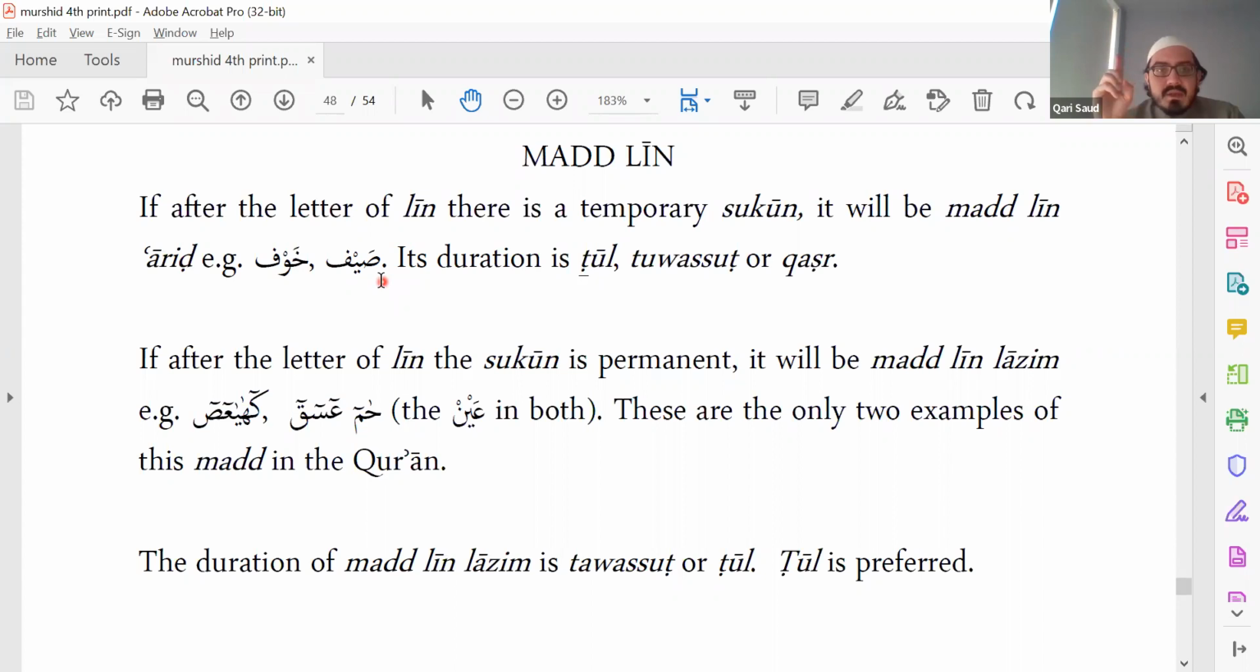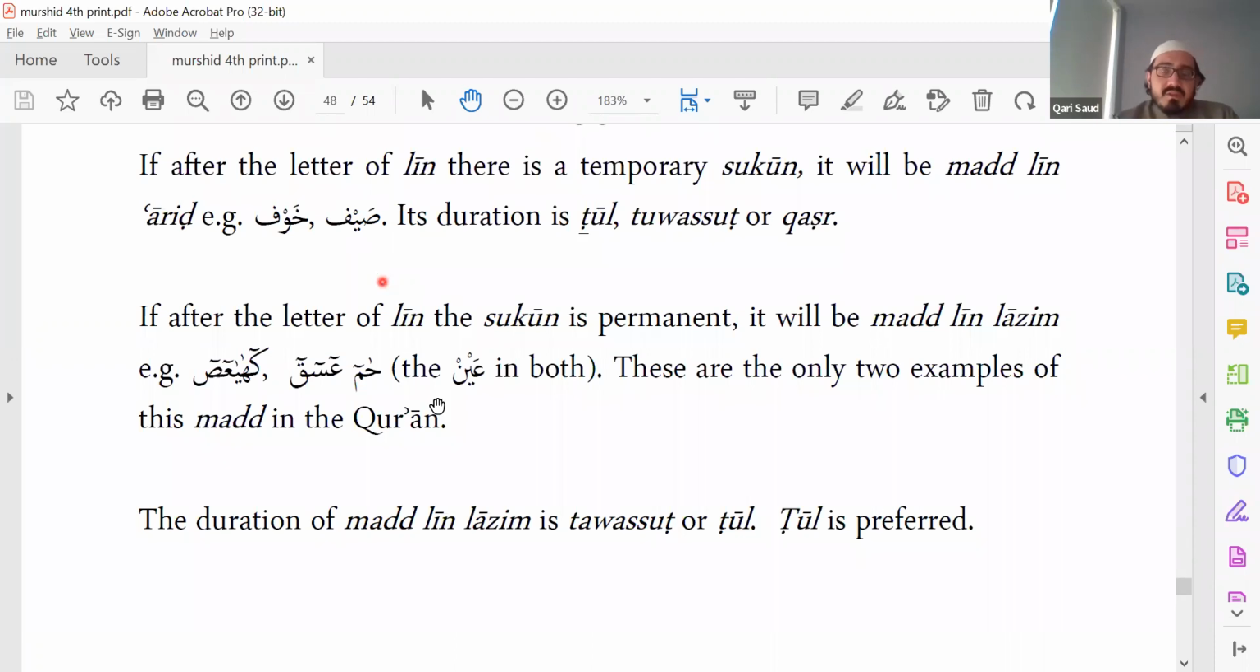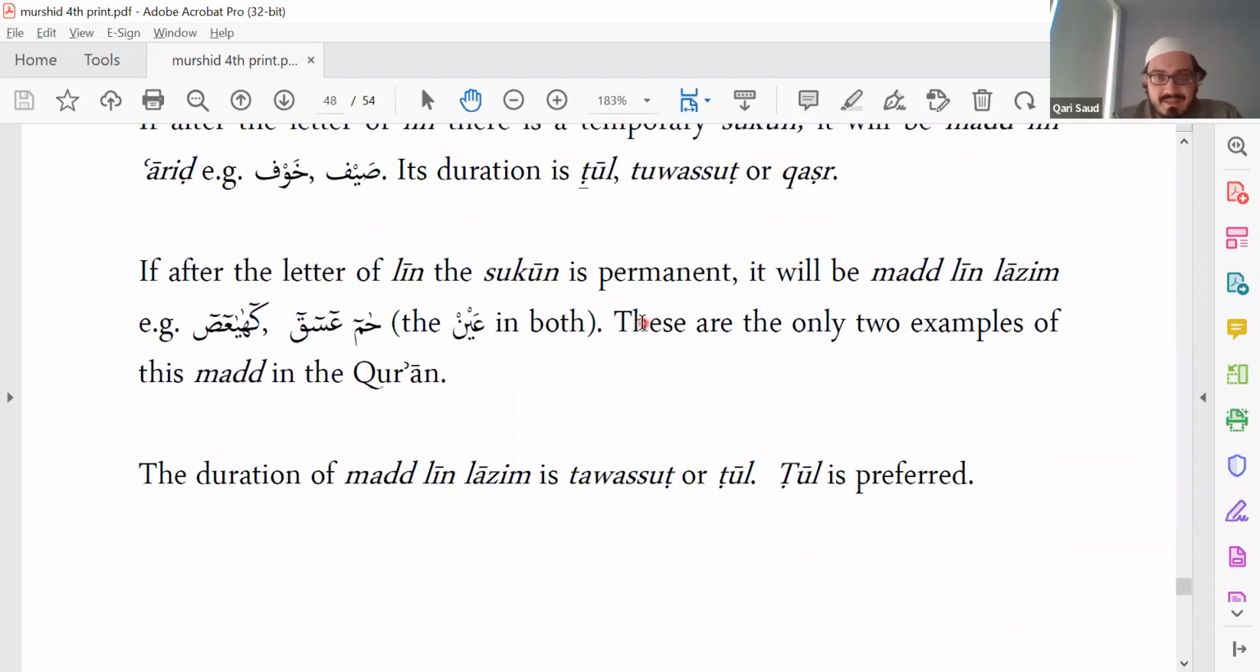صيف, خوف. Okay. If after the letter of lin, the sukoon is permanent, right?